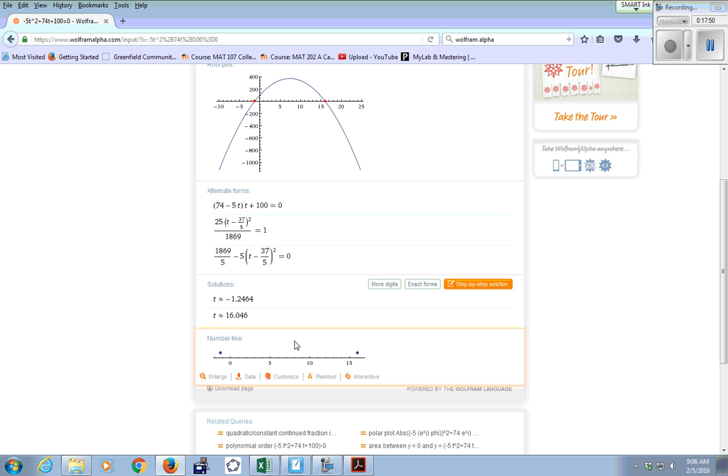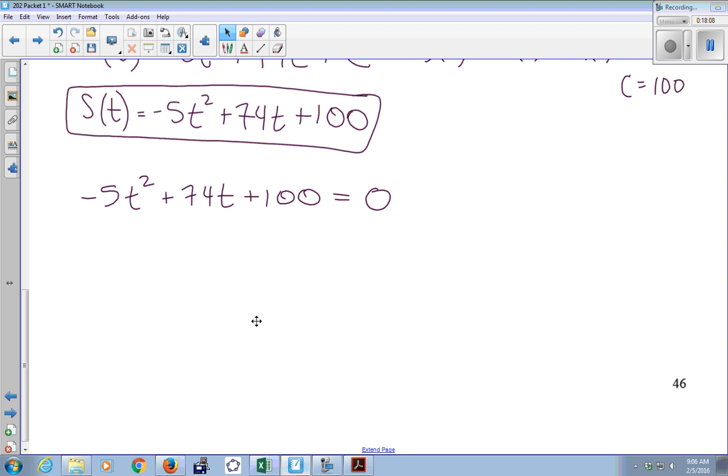-1.2, which doesn't make any sense because we're talking about time. And what happened before we threw this object into the air, we have no idea. So ignore the negative t. And it looks like approximately 16 seconds after we throw it, it hits the ground. All right, so we get t approximately 16 seconds.